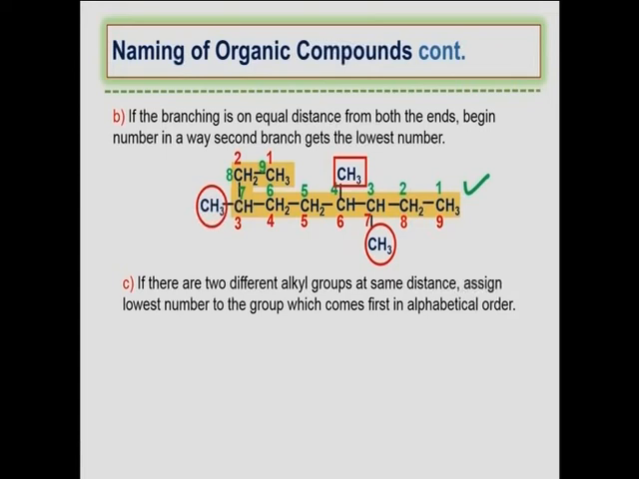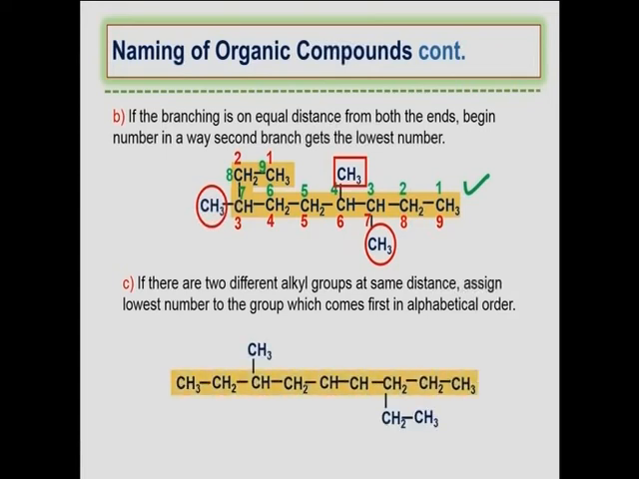And what if two alkyl groups are at equal distance from the end? You have a methyl group and an ethyl group, and both are at equal distance, at carbon number 3. So from where to start? Which one gets the lowest numbering? For that you have to look at the alphabetical order. The one that comes first in alphabetical order should be given the lowest numbering. So methyl means M, ethyl means E, so E comes first. So your numbering should be from the right.